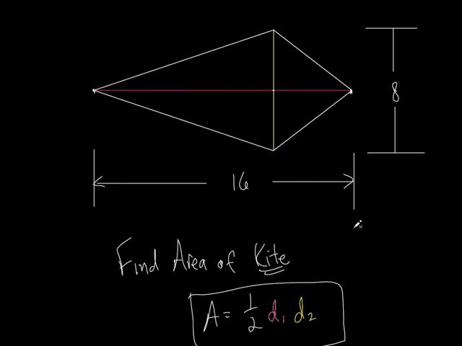Alright, so watch. How do I find the area of this? Area is 1/2 16 times what? 8. We can do this in our head. What's half of 16? 8 times 8 is? 64. So the area of that would be 64. Make sense? Pretty easy.